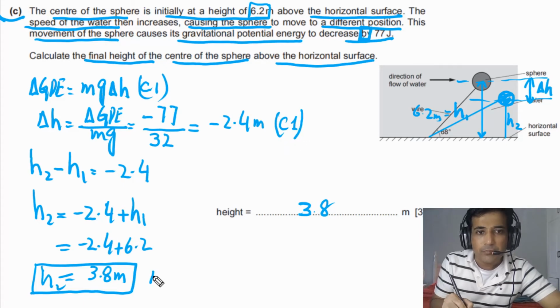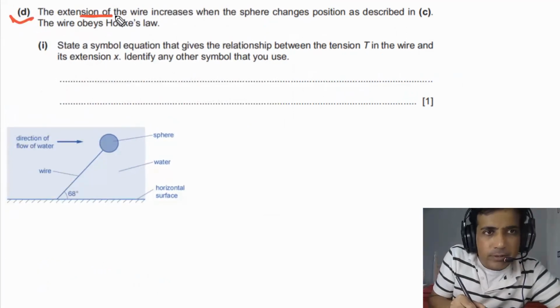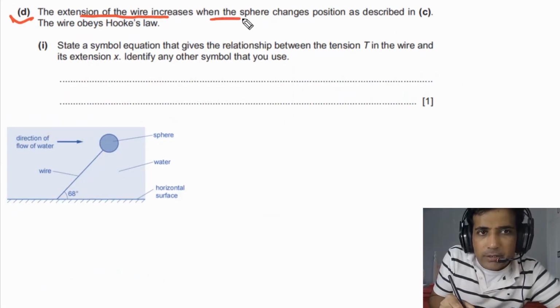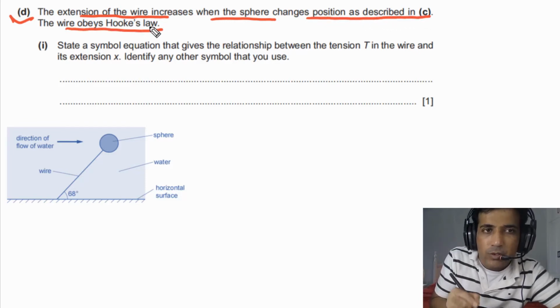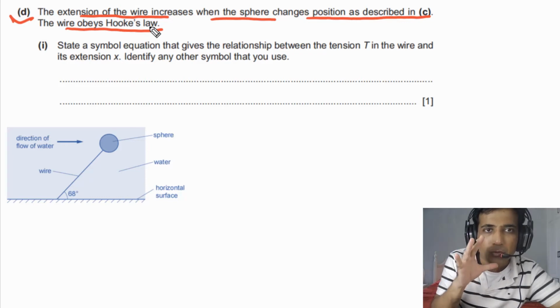And the final mark is the answer mark. Part D: the extension of the wire increases when the sphere changes position as described in C. The wire obeys Hooke's law. Very important point: the wire obeys Hooke's law, and the extension of the wire increases.